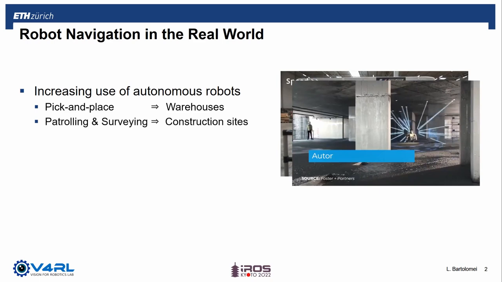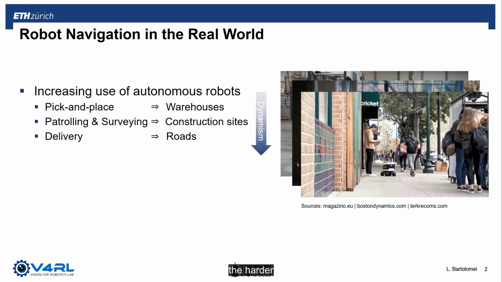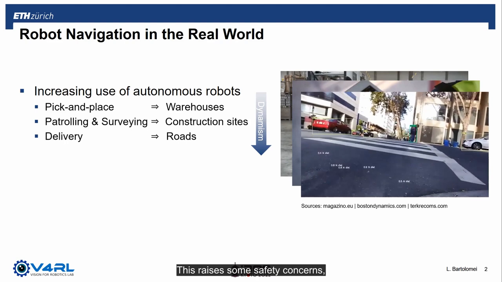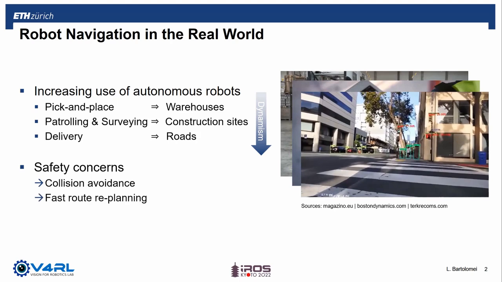However, the higher the level of dynamism of the scene, the harder the navigation problem becomes. As we see in the video, avoiding pedestrians, cars, and potentially other robots is a very challenging task. This raises some safety concerns, as collision avoidance and fast trajectory replanning become crucial components for truly autonomous robots.